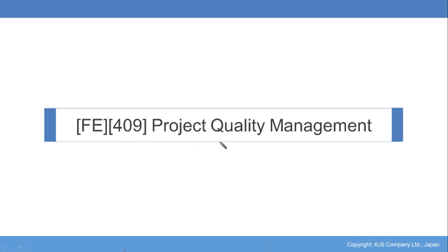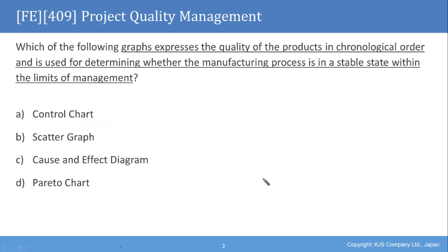409. Project Quality Management. Which of the following graphs expresses the quality of the products in chronological order and is used for determining whether the manufacturing process is in a stable state within the limits of management? Option A, control chart, B, scatter graph, C, cause and effect diagram, or D, Pareto chart.